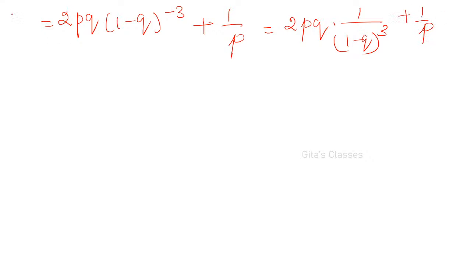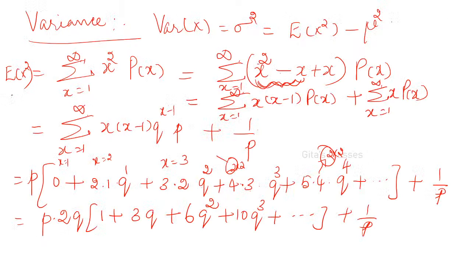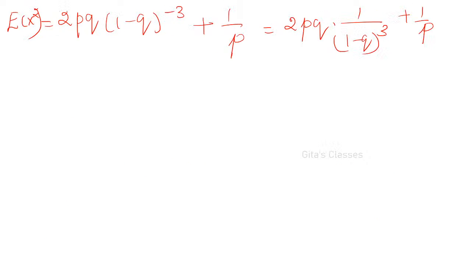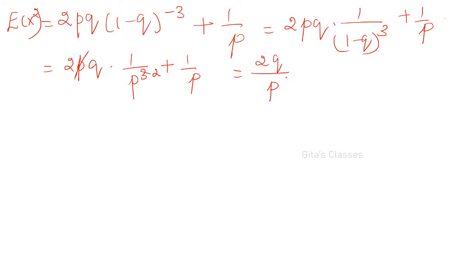Okay. What is this? All these things are E of x squared only. I have not even considered variance. Only the first term, E of x squared, I have considered here. But variance is E of x squared minus mu squared. Okay. So now this is equal to 1 minus q the whole cube can be written as 2pq into 1 by 1 minus q, which is nothing but p. So p cube plus 1 by p. So here one p will get cancelled. This will become 2. So 2q by p squared plus 1 by p. Okay. This is our E of x squared.